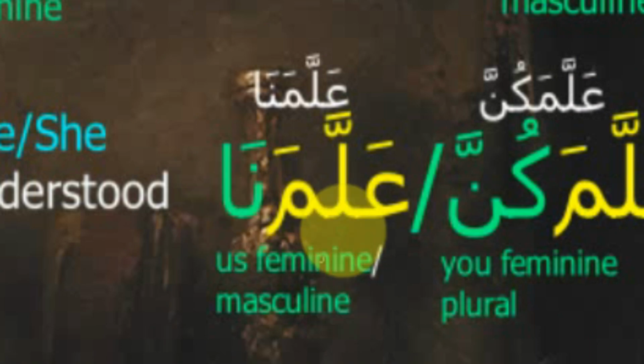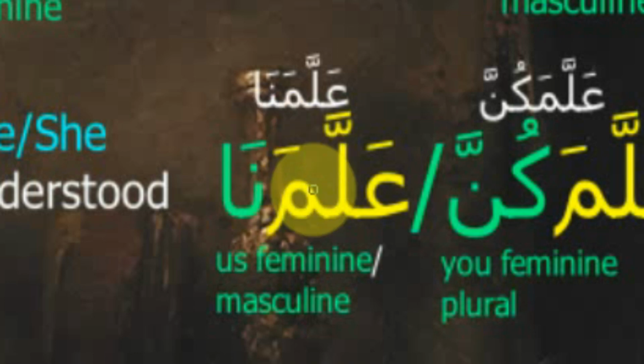علمنا, he taught us, feminine or masculine. Now here notice this short vowel. If I lose this short vowel and it becomes with no movement, then this becomes the subject. So instead of علمَنا, which means he taught us, it becomes علمْنا, we taught. So that's the big difference with this short vowel. Whether it's there or not, it changes the meaning of this pronoun.